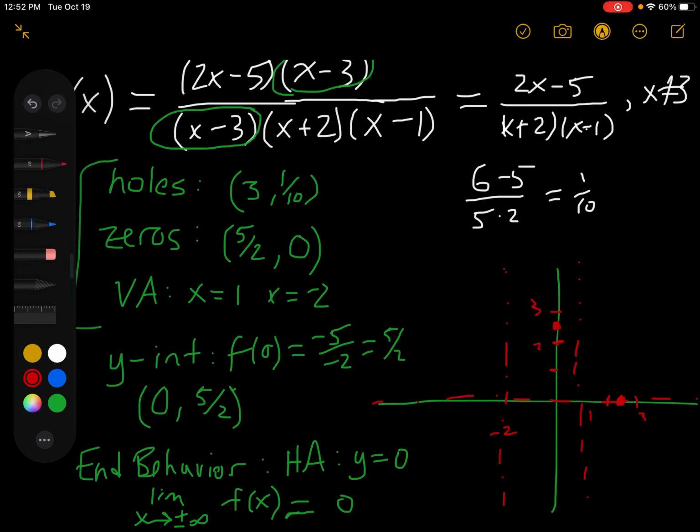And I have a hole at 3, 1/10, which is going to be right in there, but a little lower maybe. It's hard to write that precisely on this iPad I'm using. But yeah, so I'm going to pass through that zero right there and that hole right near it. That should be closer to the x-axis because it should be at 1/10 and 1 is there. So it's going to be pretty low. And then, yeah, I think we're good. I think we're ready to graph this thing.